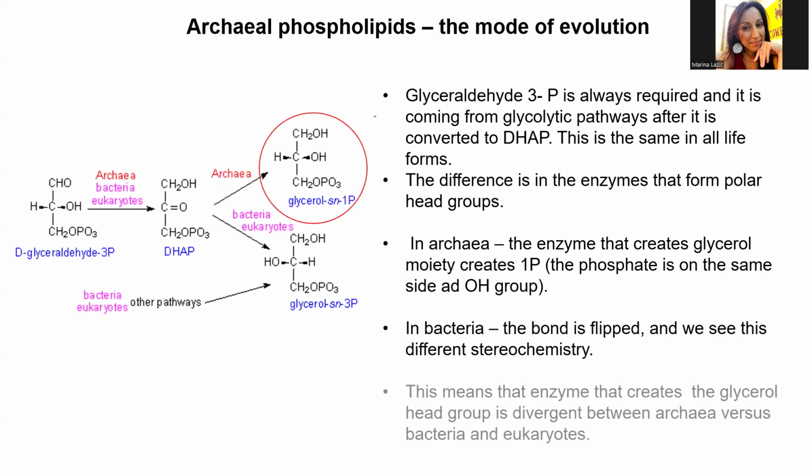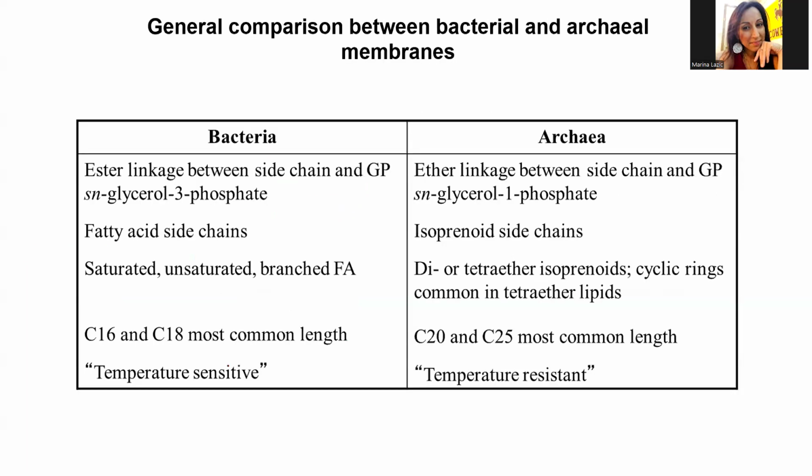That's in archaea, in the same phosphate. In bacteria, that bond is split, and you can see here you have glycerol 3-phosphate. So these guys here are on the same side, OH and phosphate, and on 3-phosphate they are on different sides. That's the difference. That's the mode of evolution.